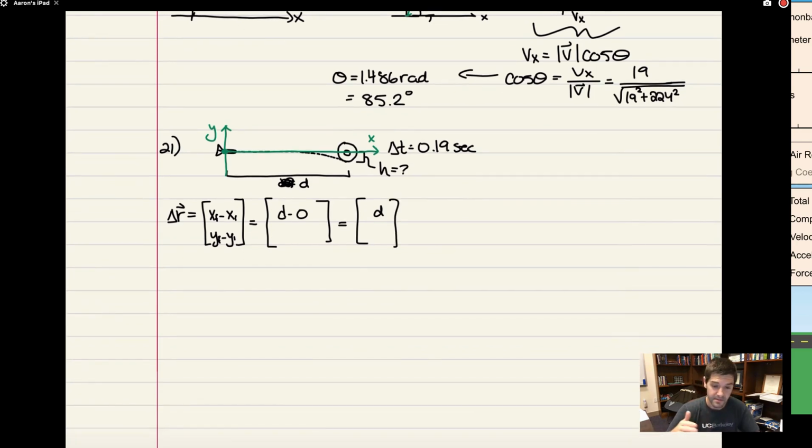For the y component, the final position was, now you have to make a choice, I'm going to say negative h. So I'm going to treat h like it's a positive number, and I put the minus sign because it's clearly below the origin on the vertical axis. Then that is minus the initial vertical position, which was just 0. So I will say that the displacement is positive d in the x direction and negative h in the y direction, where d and h themselves are assumed positive numbers. And the math better give us a positive number at the end.